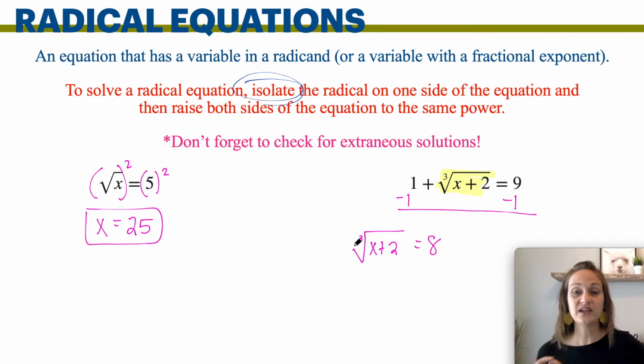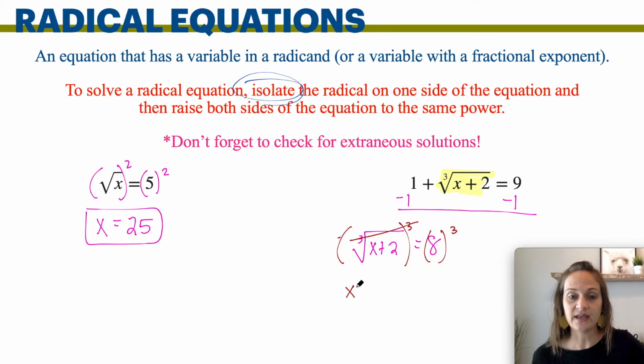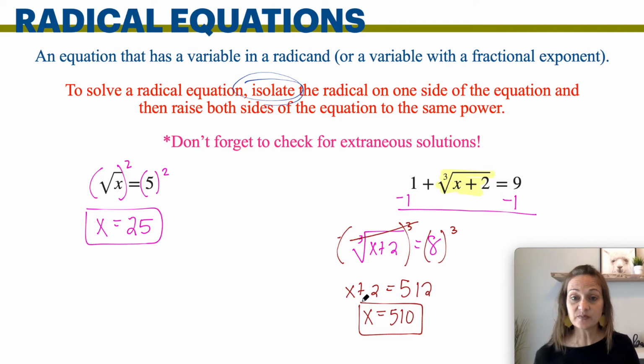Now, to get rid of a cube root, I need to raise both sides to the reciprocal. The reciprocal of cube root is a cube. They cancel, leaving me x plus 2 equals 8 to the 3rd. And 8 to the 3rd is 64 times 8, which is 512. Now to solve for x, I'm going to subtract 2, and I'll get 510 as my answer. Not plus or minus, just 510.